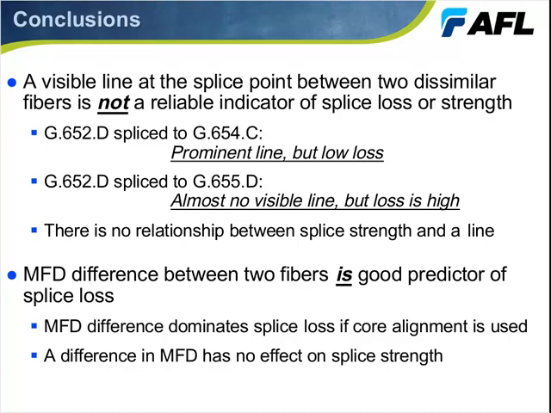So we might have an average loss of more like 0.03, or in some cases 0.04. It just depends on the characteristics and principally the mode field diameter of the particular 657 fiber that we're splicing to the 652D. Okay, thank you.